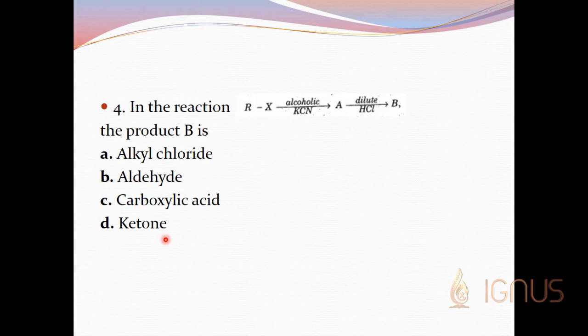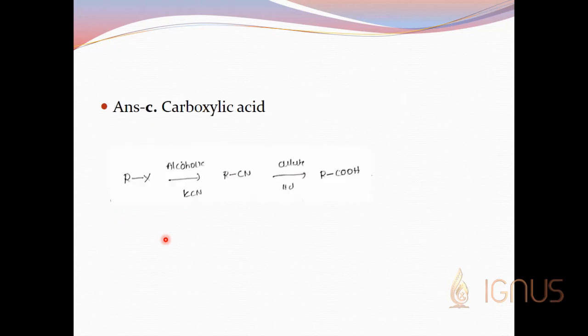Let us discuss the solution for this question. Answer is option C carboxylic acid. When we treat alkyl halide with alcoholic KCN, it will give rise to RCN because it will undergo nucleophilic substitution. When you hydrolyze this RCN, you will be getting RCOOH, that means a carboxylic acid. On hydrolyzing cyanide, you will be getting carboxylic acid.